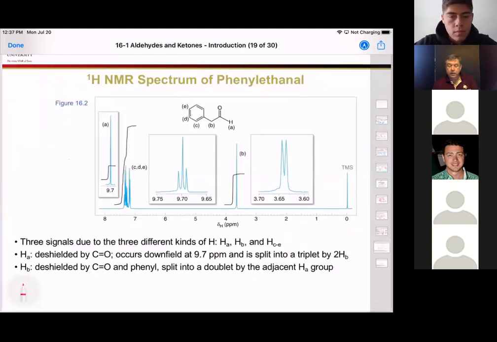Okay, and so the only real thing that's different about aldehydes and ketones is that you cannot split through the carbonyl. So if you have something on one side of the carbonyl, it's independently split from something on the other side of the carbonyl. So in the case of this compound here, the hydrogen here cannot be split by the hydrogens way over here.